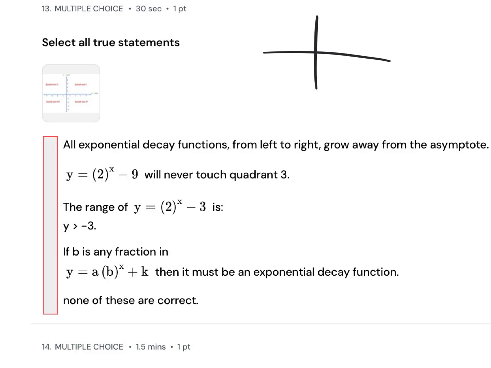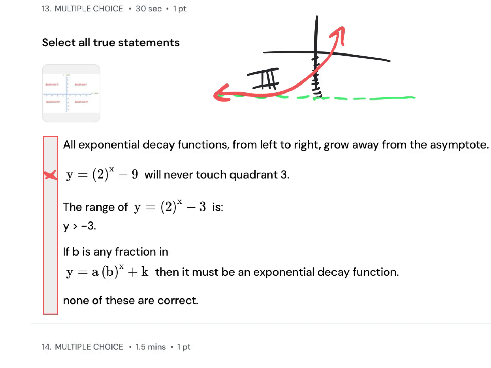So let me just draw it a little bit bigger. This is quadrant 3, okay? And it's saying that this equation will never touch this quadrant. Now, the asymptote itself is at -9. So technically, you would go down 1, 2, 3, 4, 5, 6, 7, 8, 9, and your asymptote is right there. And you know that your graph will infinitely approach or grow away from that asymptote. So since it's in quadrant 3, you already know it's going to be crossing into quadrant 3. It's going to look something like this, the graph. So that's definitely in quadrant 3, so that's false. So don't pick that guy. It will touch quadrant 3.